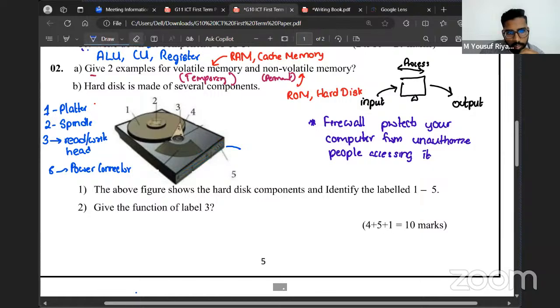Exactly. The small one is a power connector. You have a long one here. This is called the IDE connector. So they are not giving you the IDE connector. They are giving you only the power connector in this label. Fine. Perfect. Next, write the function of label 3.